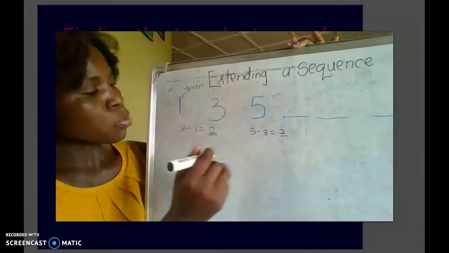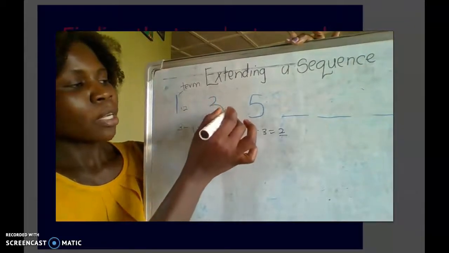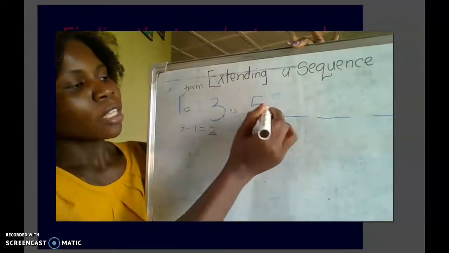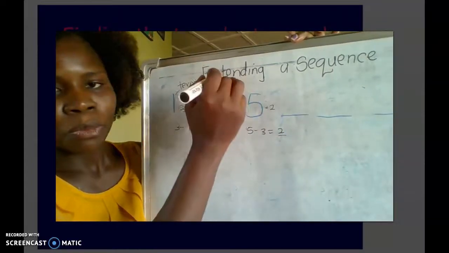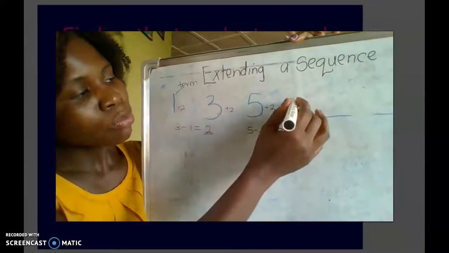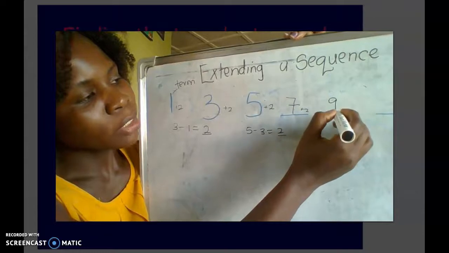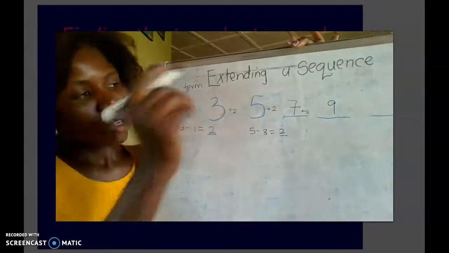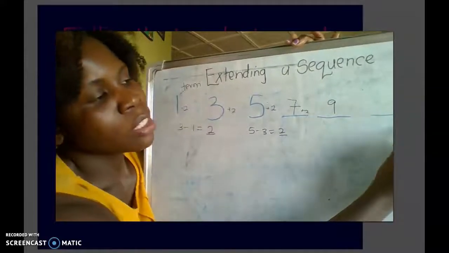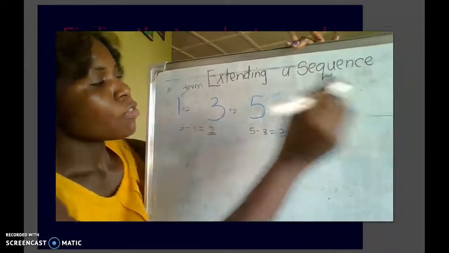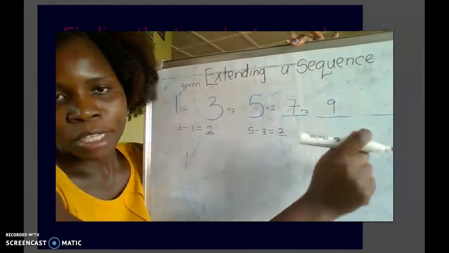So plus 2: 1 plus 2 equals 3, 3 plus 2 equals 5. And for me to find the next term here, I'm going to add 2, so my next number here is going to be 7. Then 7 plus 2 is going to be 9. You see? So I can conclude that the rule for this sequence is plus 2. To every term you add 2 to get the next number in the sequence.